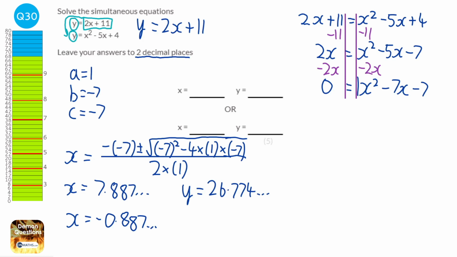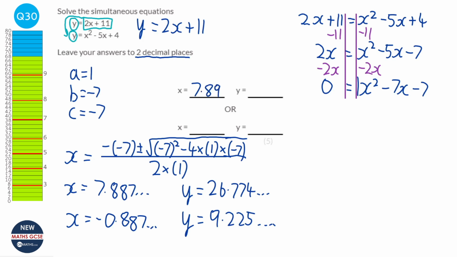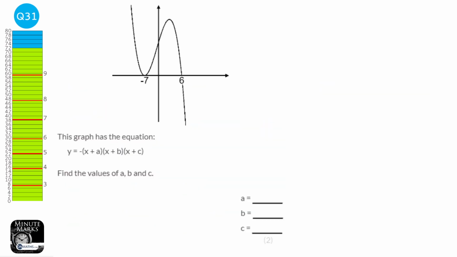Then I'm going to do that with the second solution we found, so minus 0.887, blah, blah, blah. Go times it by 2, then add 11. And that gives me 9.225, blah, blah, blah. So to 2 decimal places, our answers are going to be 7.89 and 26.77, or minus 0.89 and 7.23.